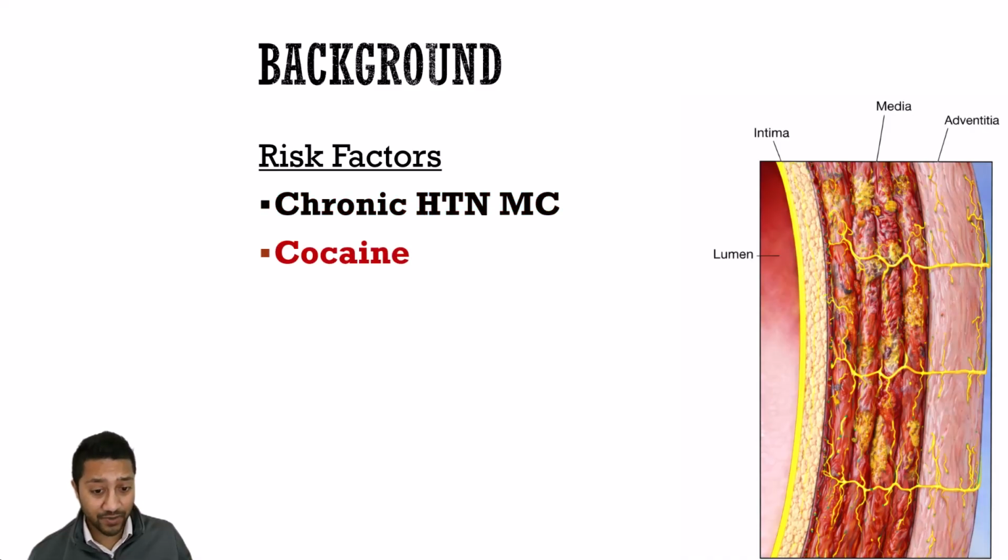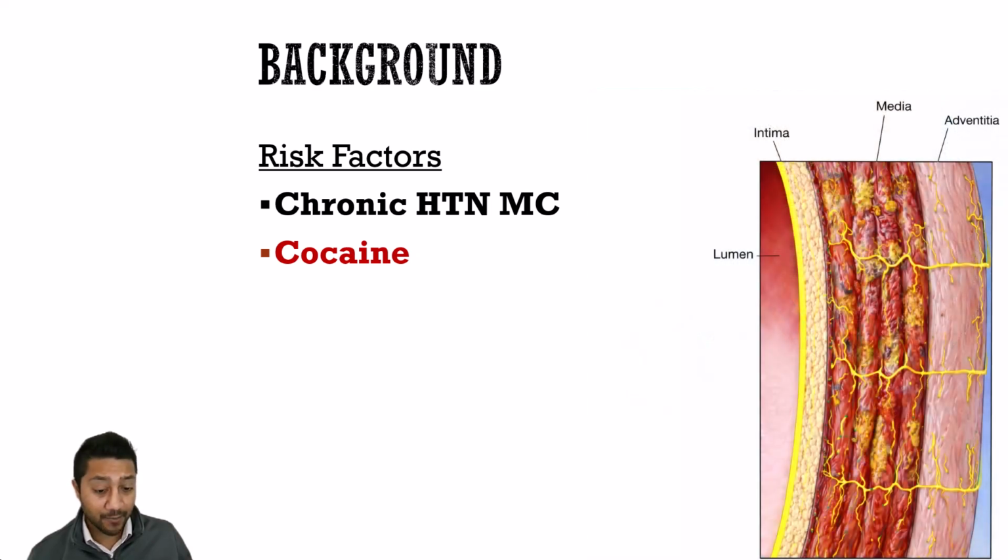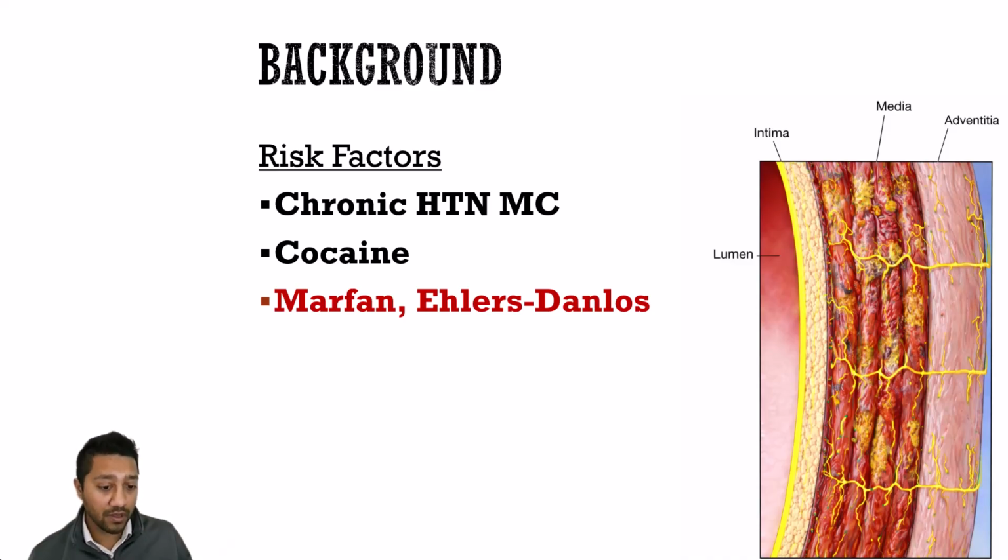Chronic cocaine use can have a very similar hypertensive effect on those aortic walls due to those sympathomimetic effects. So patients who enjoy the coca on the weekends are a lot more likely to develop a dissection as well. Now, patients with Marfan syndrome and Ehlers-Danlos syndrome inherently have weaker arterial walls due to their underlying connective tissue disorders. So likewise, these patients are at significantly higher risk of developing that aortic dissection.